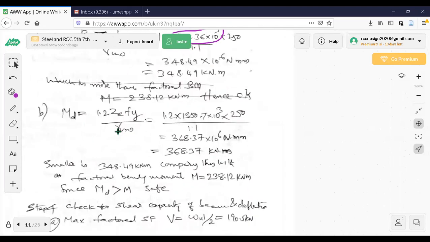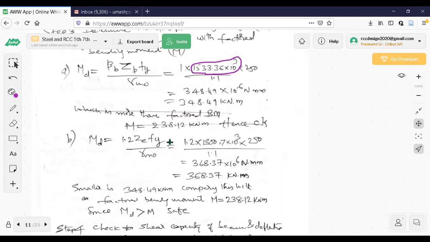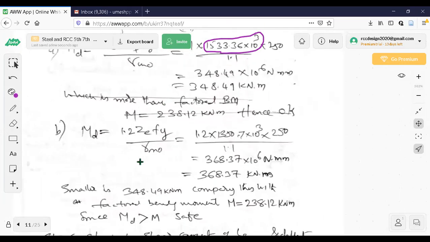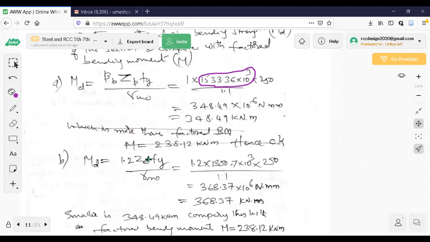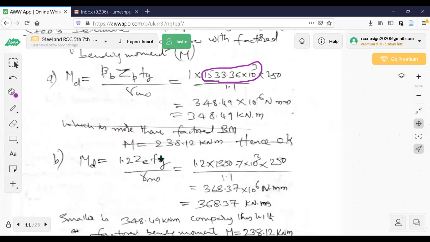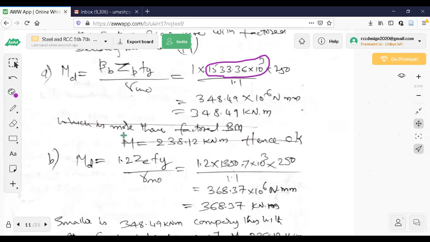Then one more thing, observe this. This is the moment of resistance using plastic theory. This is the moment of resistance using elastic theory. Elastic means some slight modification is there. Out of these, whichever is smaller should be taken as the strength. This is ZP, this is ZE, observe here. And one constant has come: in place of beta B, 1.2 has come. This is one more formula given in the code book. Find out MD using both equations. Whichever is smaller will be the strength.